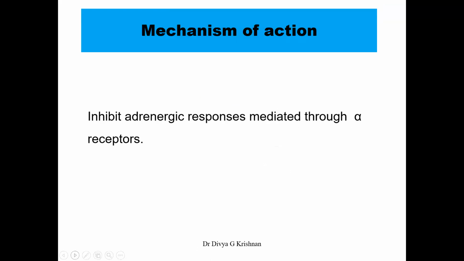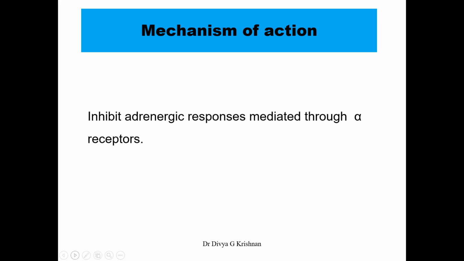Now let us see the mechanism of action. The mechanism of action of alpha blockers is to inhibit the adrenergic responses mediated through the alpha receptors. And by now you already know the responses of the alpha receptors, so it becomes very simple for you to say the actions of the alpha blockers.